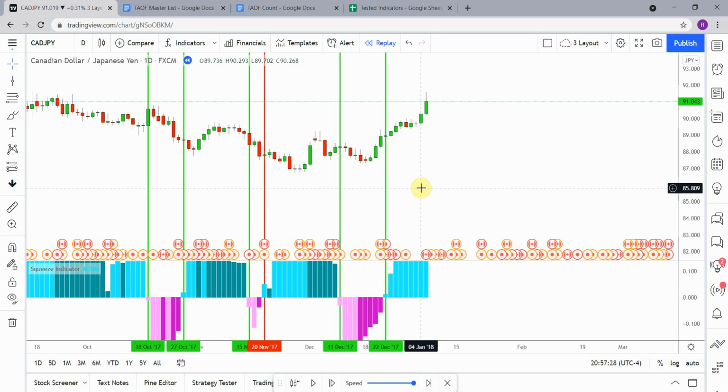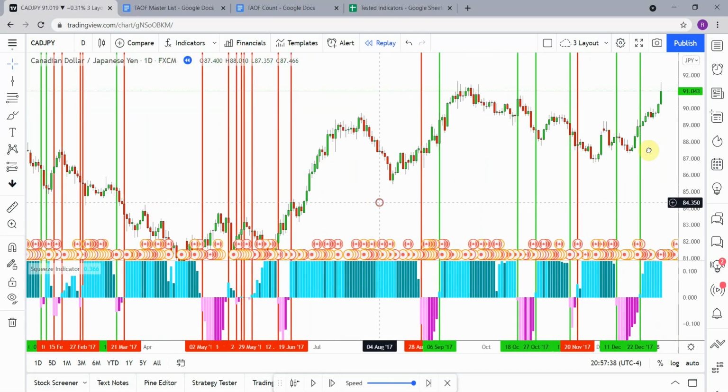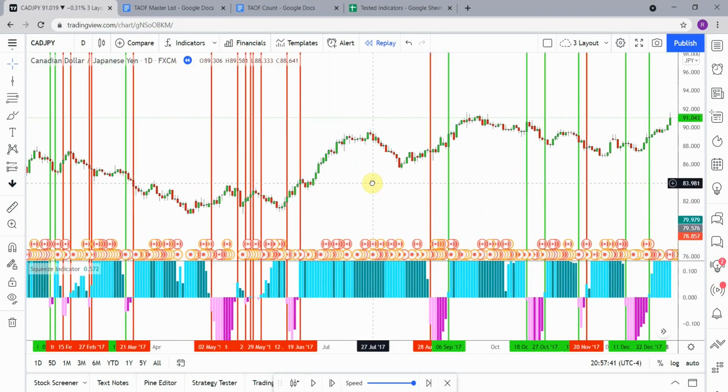Okay, so let's take a look at the indicator here. Get everything in focus. There to there. Let's count these out. So we have 1, 2, 3, 4, 5, 6, 7, 8, 9, 10, 11, 12, 13, 14, 15, 16, 17, 18, 19, 20, 21, 22, 23, and 24. So we have 24 signals altogether, and we have 1, 2, 3, 4, 5, 6, 7, 8, and 9. So we have 9 winning signals, 9 winning trades altogether.